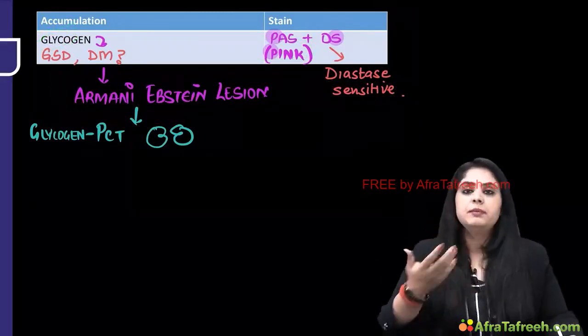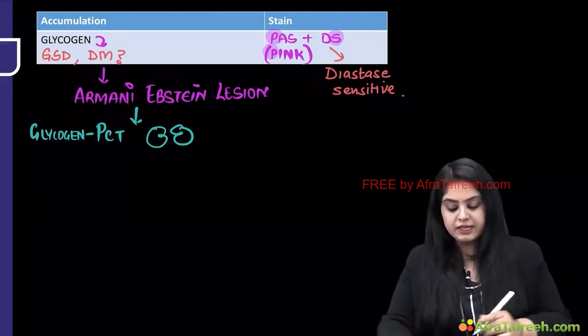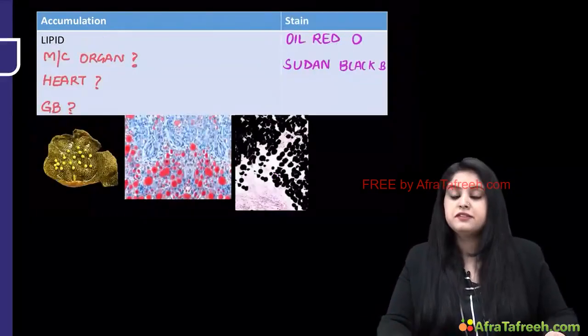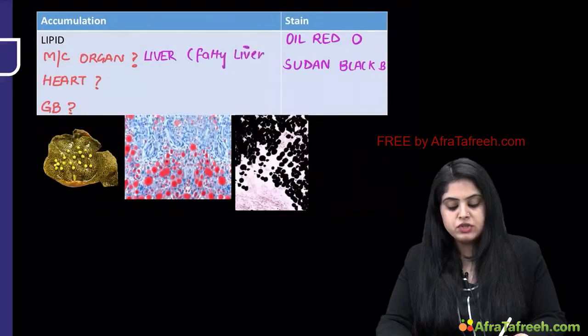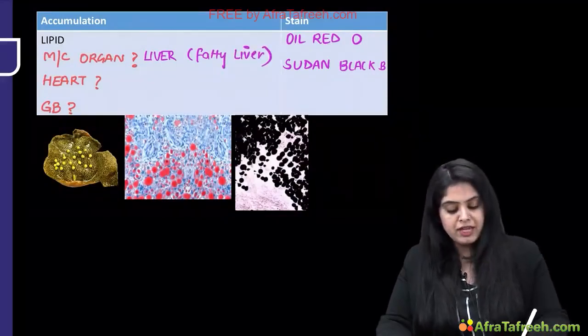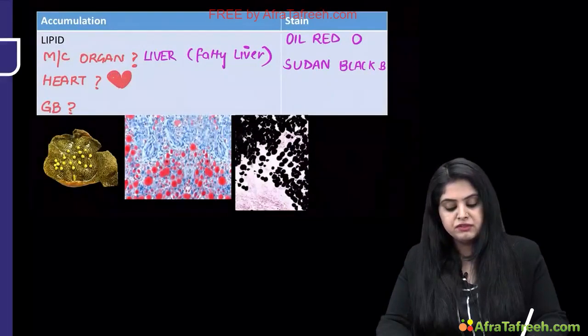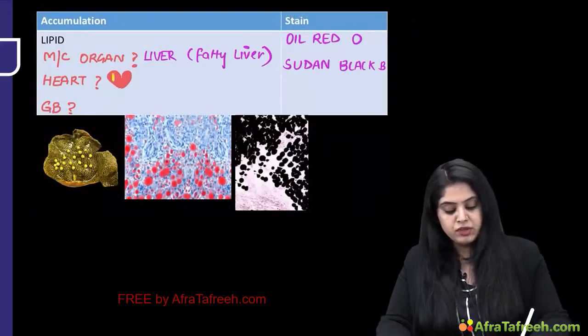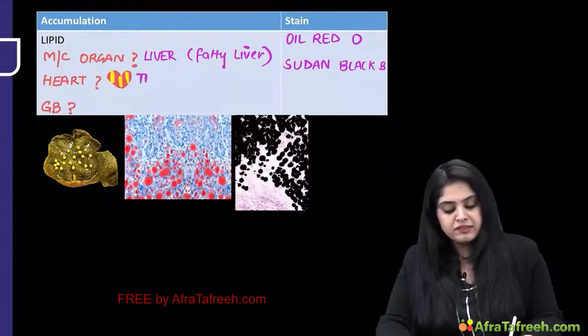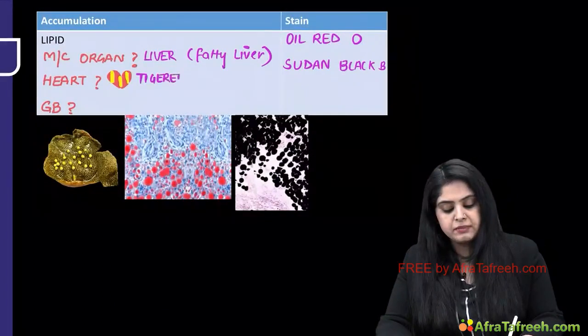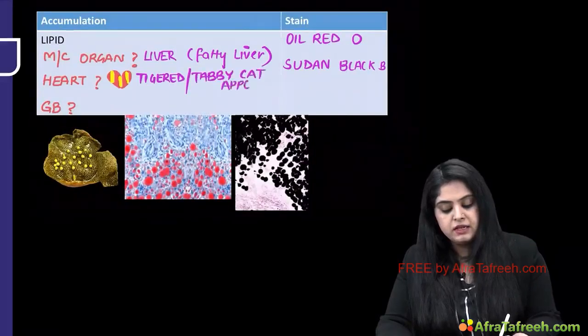What is the next thing that we are going to move on to? We will go on to lipid. Lipid is our favorite. Fat, fatty liver and all of that. So when I talk about lipid, I've already answered the first question, which is the most common organ in which fat is going to go. It is going to be the liver, and that is what is going to result in fatty liver. Next question, what if lipid goes into the heart? So imagine this is the heart over here, a red color heart, primitive school time heart, and what if yellow fat goes into it? Will it start looking like a tiger? Yes. So this is known as the tigered or the tabby cat appearance.